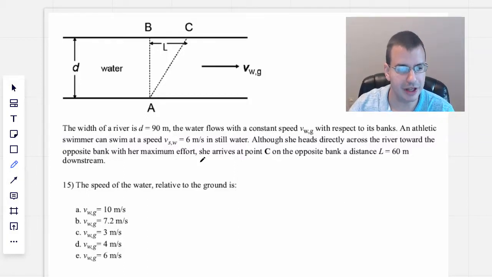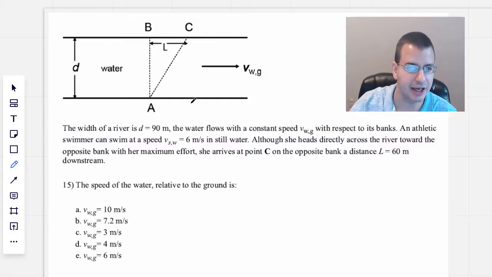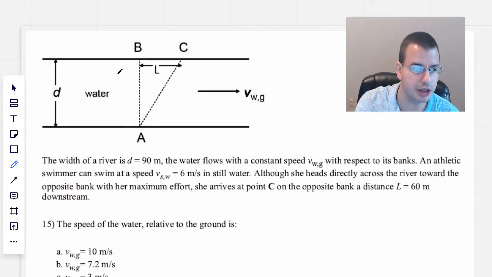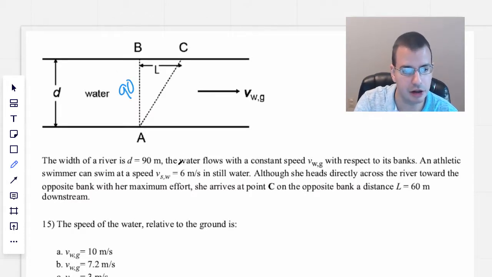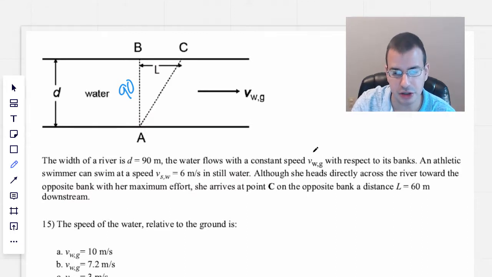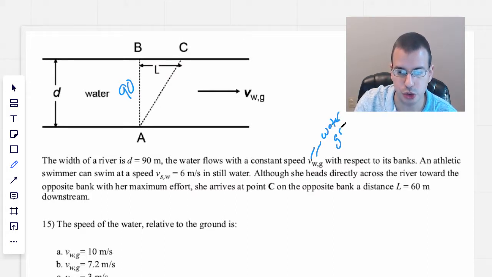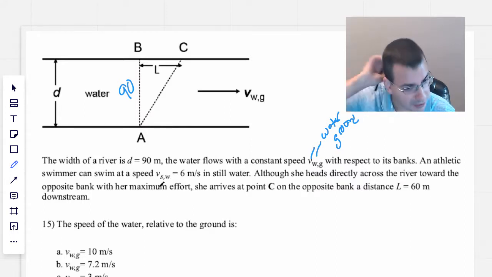The width of a river is d equals 90, so 90 meters. Okay, so I'm going to just do 90 right there. The water flows with a constant speed, v_wg. So I think this is speed of water with respect to ground. With respect to its banks, an athletic swimmer can swim at a speed of 6 meters.